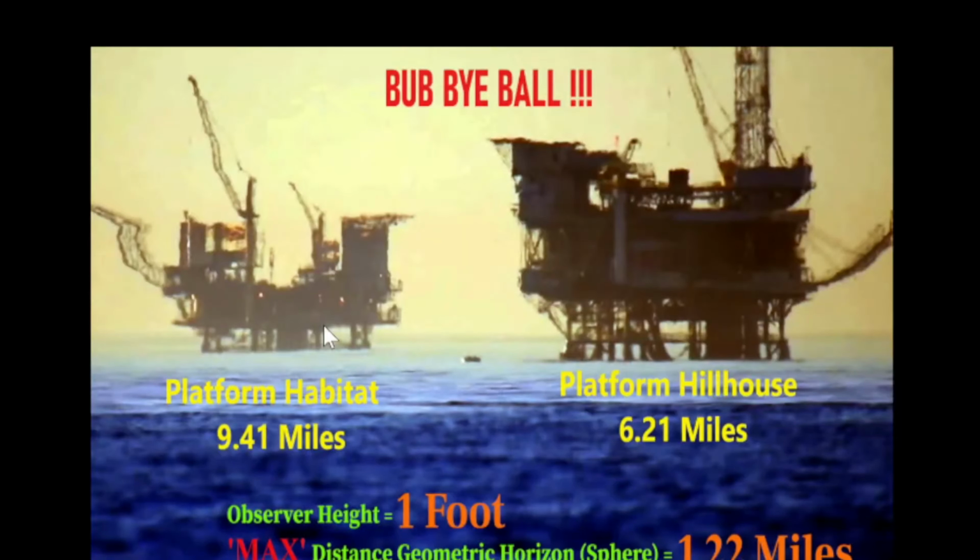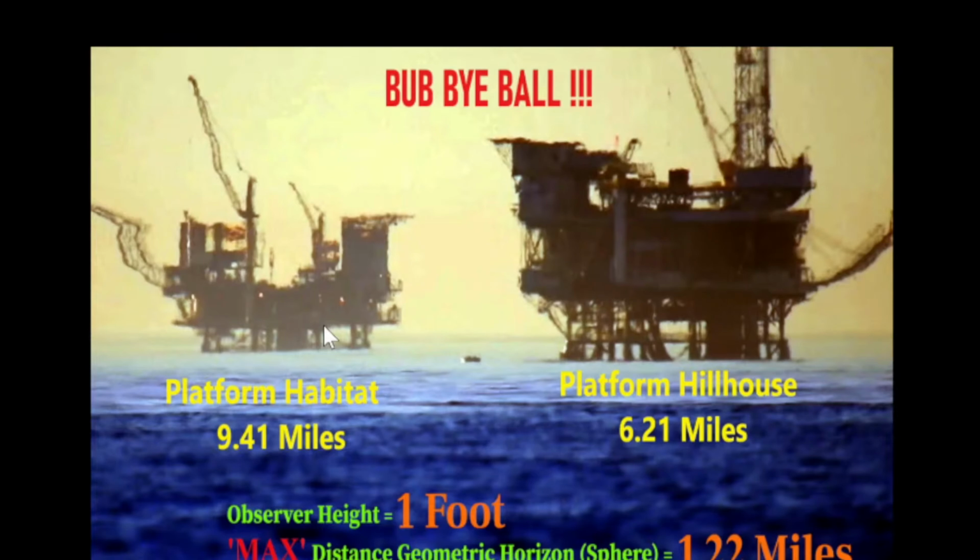Well, bye-bye ball, right? The black swan, because if they were going to prove a sphere, they could easily do it. But in this picture from BLMSB 69, he's at a 1 foot observer height. And according to 3959 radius, guess what? The limitation of that geometric horizon, the thing that blocks boats and buildings, you know, the bottom first, has to be 1.22 miles. And yet we see platform Hill House at 6.21 miles. We see platform Habitat at 9.41 miles. And clearly the horizon is beyond that. So Earth curve is not where Earth curve should be, which means Earth is not curving.